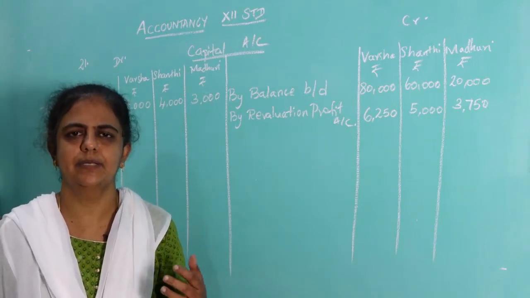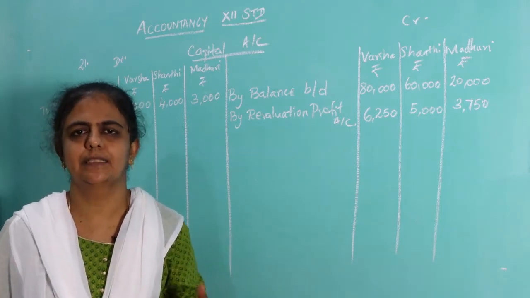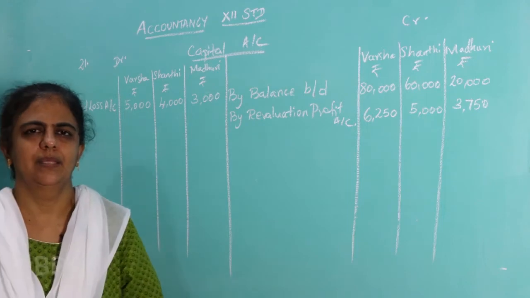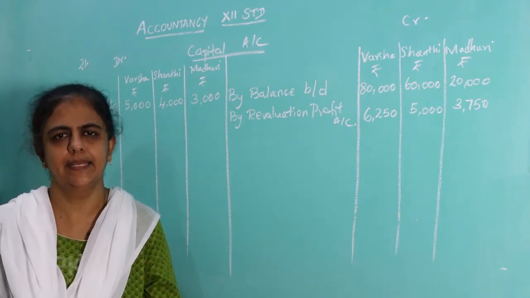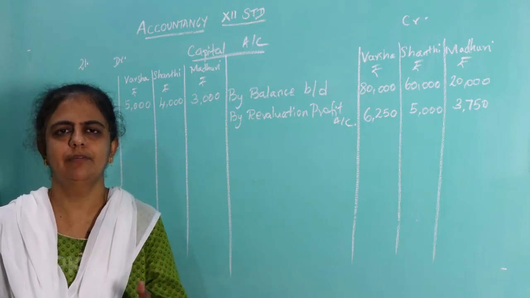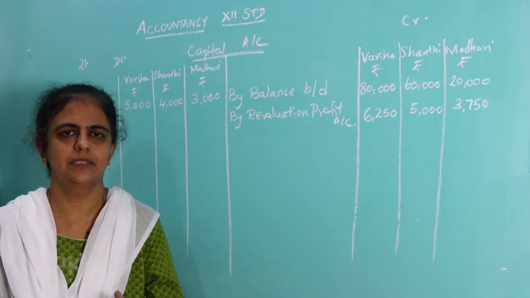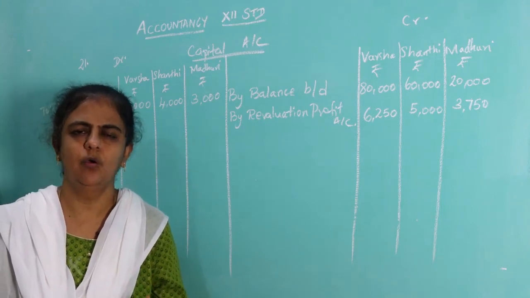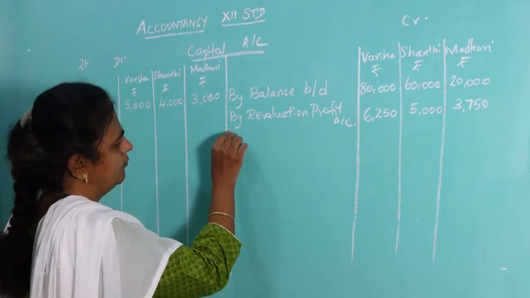You have to transfer the balance to the deceased partner's executor's loan account. Next, see whether there is anything else, any reserve or any surplus? Yes, general reserve is there. What you have to do? This general reserve also should be transferred to all the partners' capital accounts in their old profit sharing ratio. Okay. So general reserve is total 48,000.